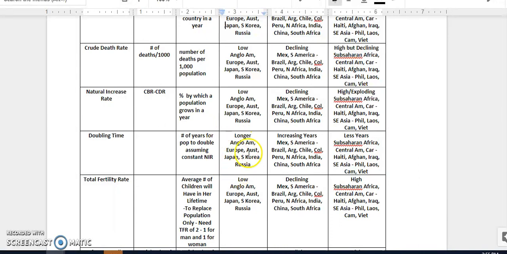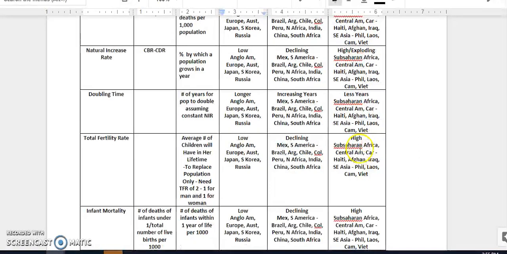Those examples are, again, the same. In the DCs, because their natural increase rate is declining, it's increasing the number of years it takes them to double. And in the LDC stage 2 countries, it's much fewer years. It's taking a lot less time for them to double because of that high, exploding natural increase rate. They're growing so fast that it'll be a lot less time for them to double in population.